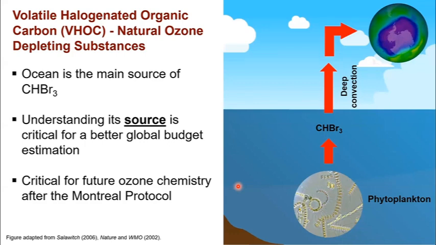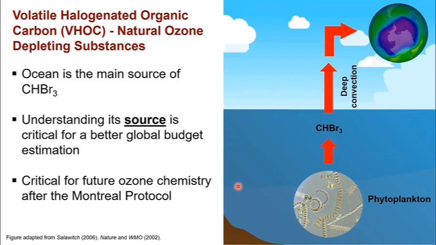During my PhD, I focused on volatile halogenated organic compounds, VHOC, because they are naturally produced and also deplete stratospheric ozone. One example is bromoform, CHBr3. They are important for ozone destruction chemistry because they carry multiple bromines, and we know that bromine is the key ingredient for catalytically degrading ozone in the stratosphere.